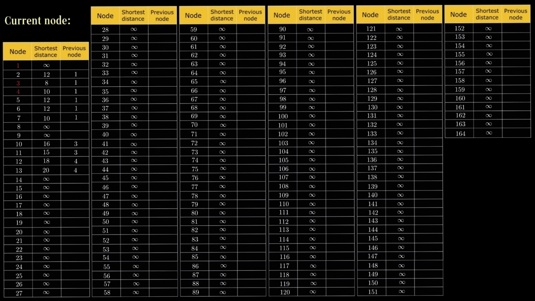Mark it as visited, and we choose a new node from the unvisited nodes list, which has a minimum distance to 1. And that node is node 7, which has a minimal distance of 10. And so we continue in this manner, my friends, calculating all the distances of all the unvisited nodes of the current node and updating the table where necessary.